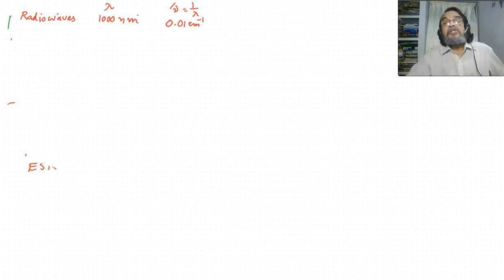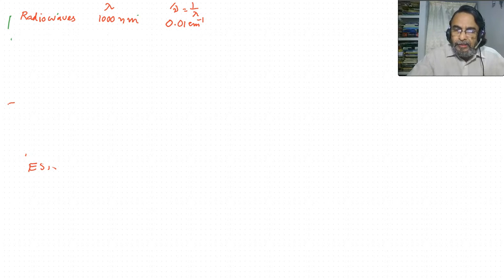Radio waves. What will be the wavelength? How will you represent the wavelength? Wavelength can be represented as lambda. The radio waves have a wavelength equal to 1000 nanometer. And we can see it has a wave number. Wave number is equal to what? 1 by wavelength. It's called wave number. Wave number is equal to 0.01 inverse centimeter. It is customary to express the energy in spectroscopy in terms of wave number.